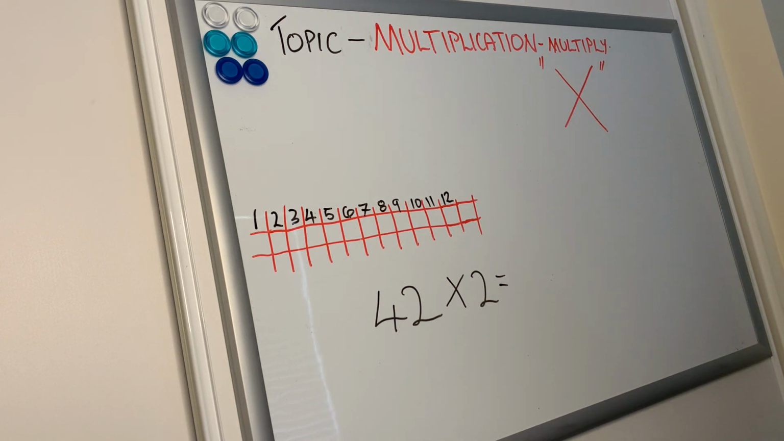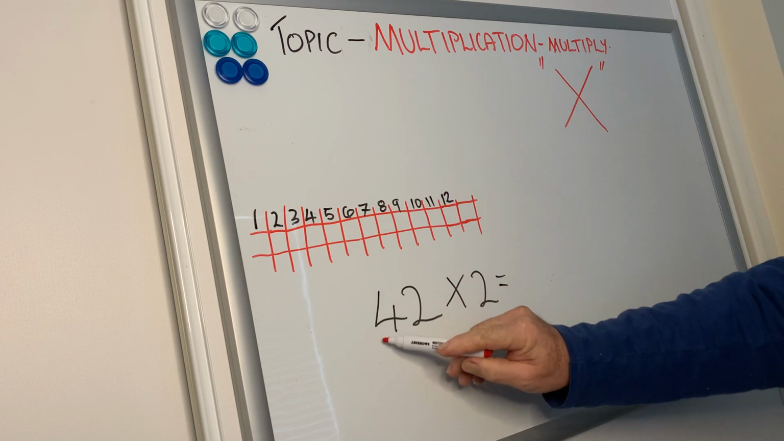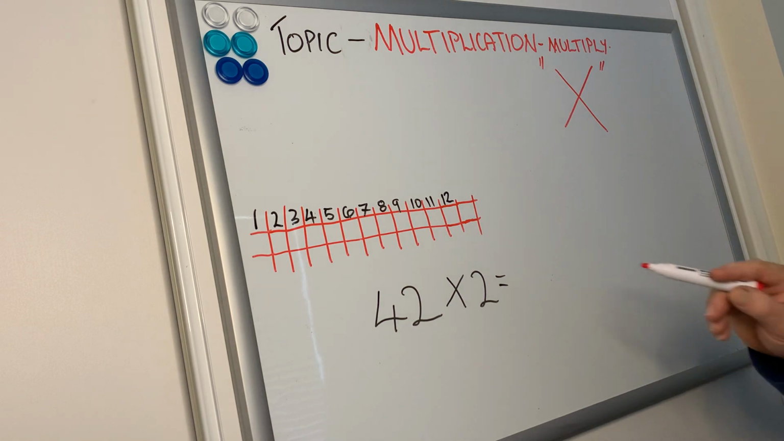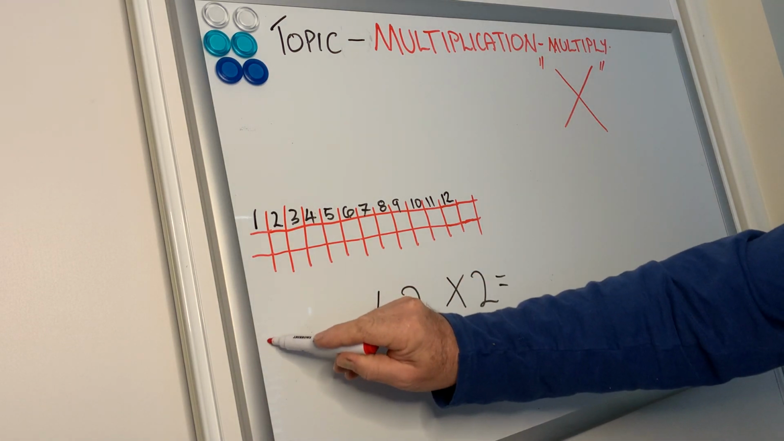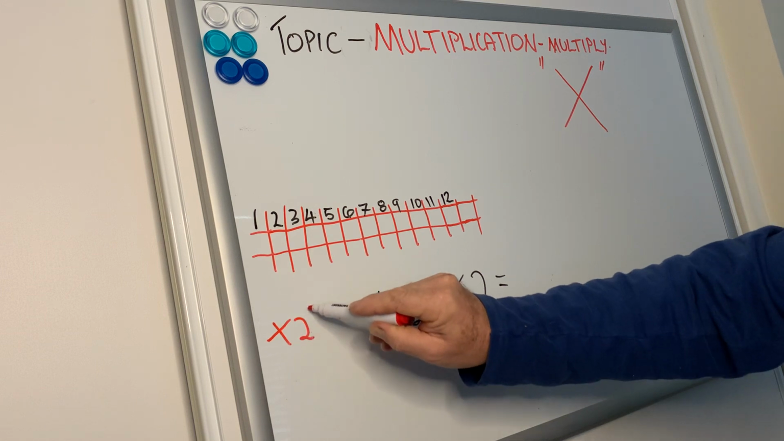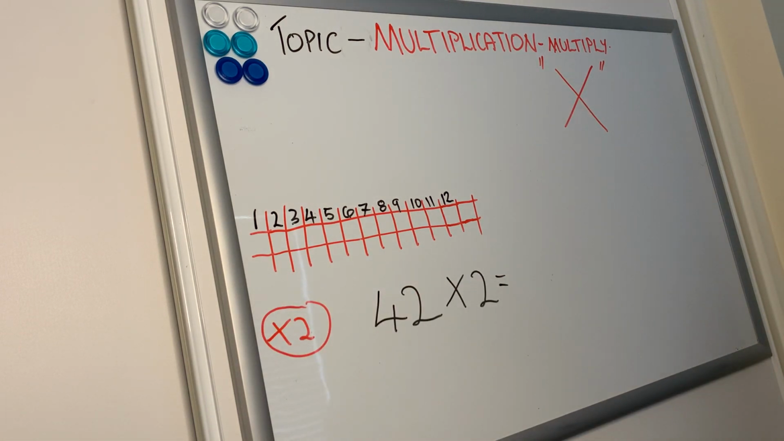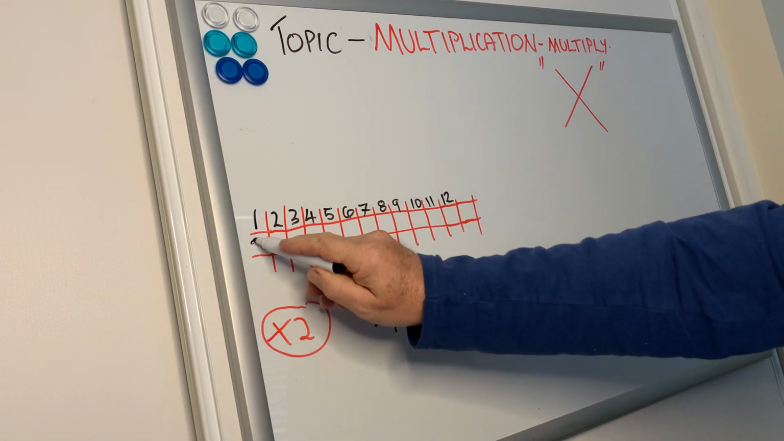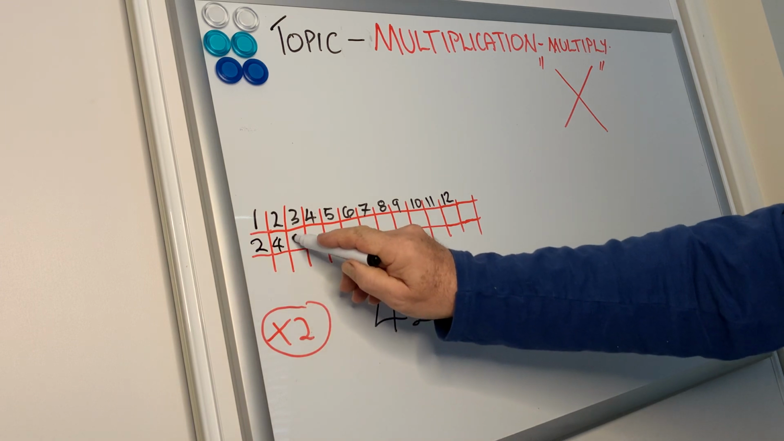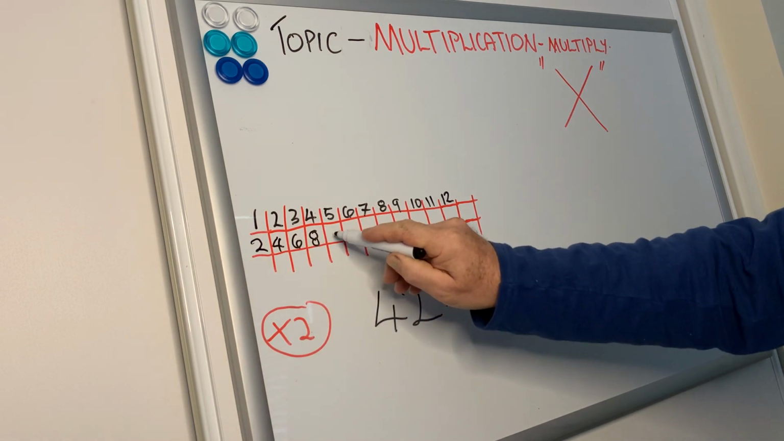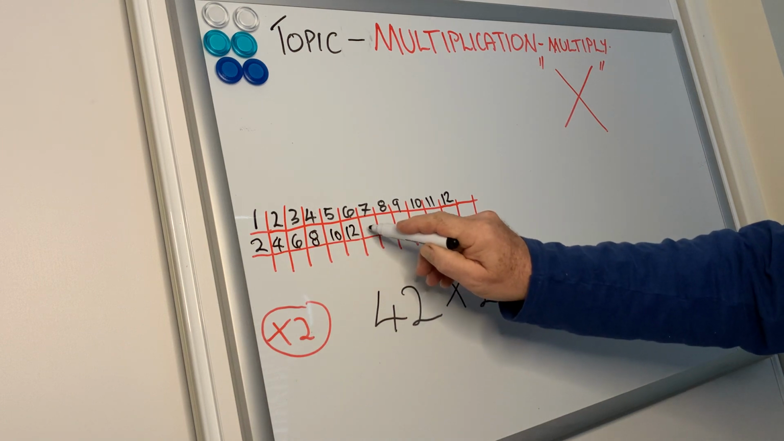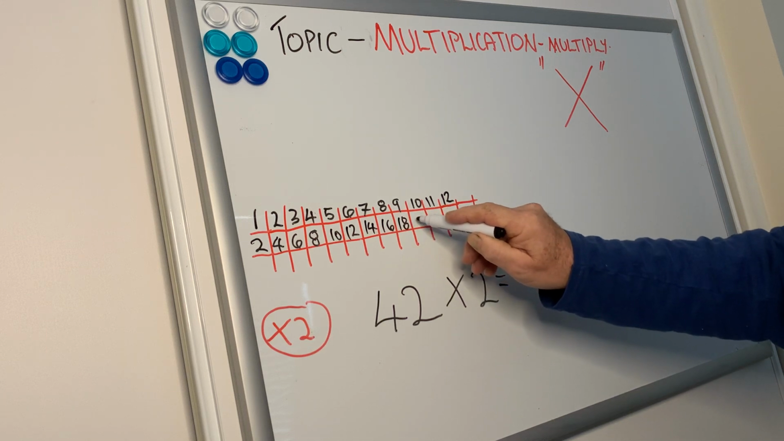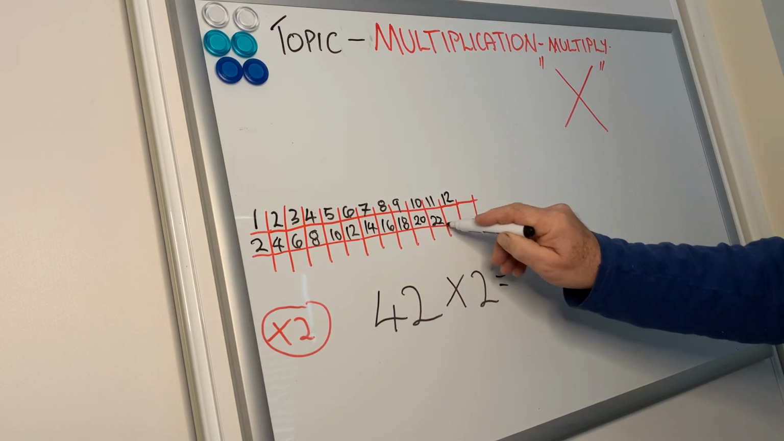And we're multiplying. What are we multiplying by, Logan? 2. Good. So what does this whole sum say? 42 times 2 equals. Well done. I like to put a multiply 2 there, just to remind ourselves that we are multiplying by 2. And if we count by 2, Logan, let's start counting by 2. 2, 4, 6, 8, 10, 12, 14, 16, 18, 20, 22, 24. Good, let's just stop there.